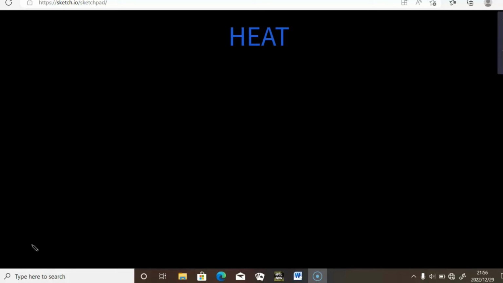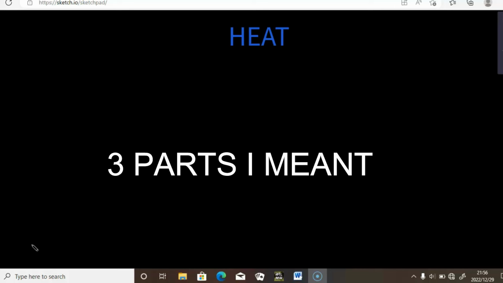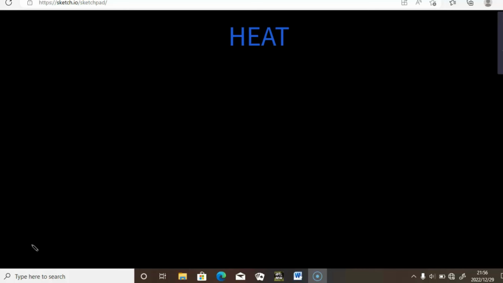We are doing Heat Engineering Science N3 and we have 4 parts in Engineering Science N3 Heat. We have the first one which will be dealing with heat transfer, the second one which deals with expansion, and the third one which is steam. So today we are going to start with the one that is dealing with heat transfer.